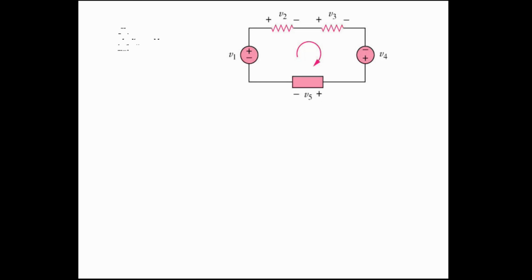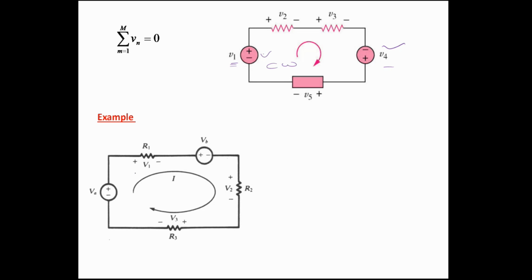Then let us apply Kirchhoff's voltage law to this circuit. For this example, you have two voltage sources. One is this, and the other is this. Right, and a current is flowing in this direction, which we have assumed. Now, when the current is flowing in this clockwise direction, this V1 is rising, whereas V2 and V3 are dropping, and V4 is rising, and V5 is dropping also.